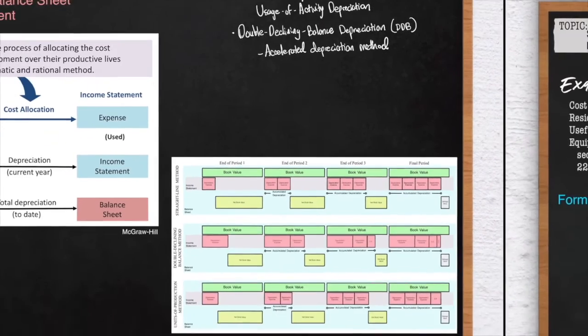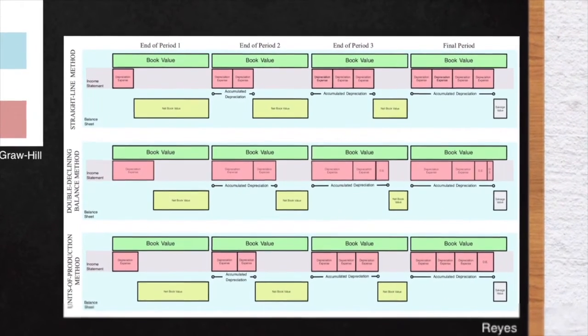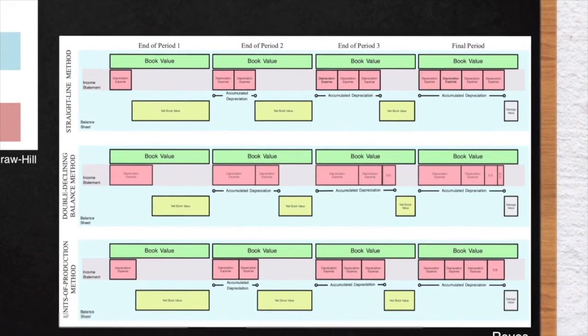I also created this graphic here comparing the three types of depreciation: straight line, double declining balance, and units of production. That's another term for units of activity, units of production. So straight line, double declining balance, and units of production method. If you look here, there's different periods. I got 4 different periods. You start out with the book value, which is on the balance sheet, and after each year, you depreciate it. Under straight line, the depreciation is the same each year.